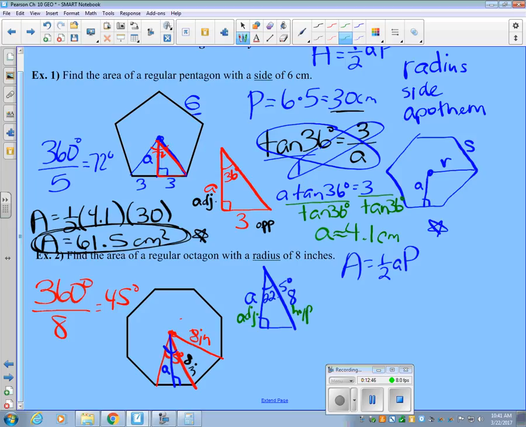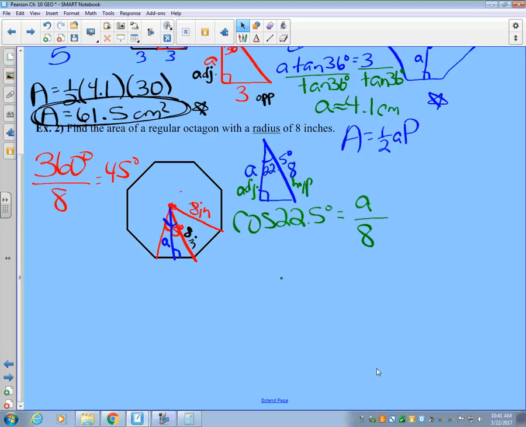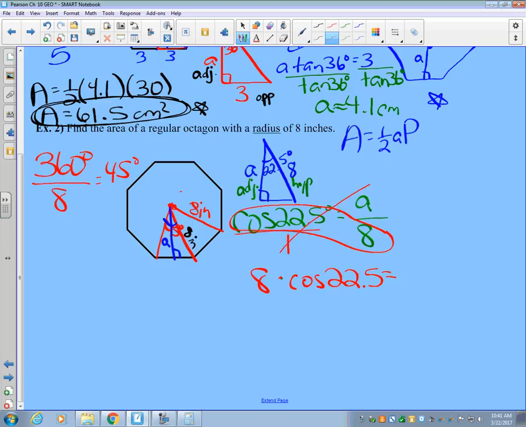Okay, so Nick, what trig operation uses adjacent and hypotenuse? Cosine. So we're going to go cosine 22.5 degrees equals adjacent over hypotenuse. Cosine of 22.5 degrees equals adjacent over hypotenuse. We put the cosine of 22.5 over 1 and cross multiply. So 8 times the cosine 22.5 is equal to A times 1. Yay, and we'll have our apothem.